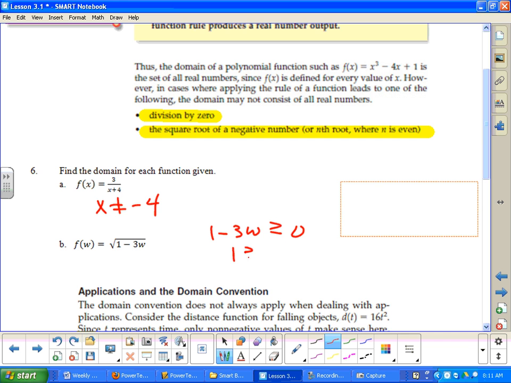So 1 is greater than or equal to 3w, if I add 3w to both sides. Then the domain here would be w is less than or equal to 1/3. I need the w to be positive. By doing this, I didn't have to worry about turning the inequality the other way when I divide by a negative.